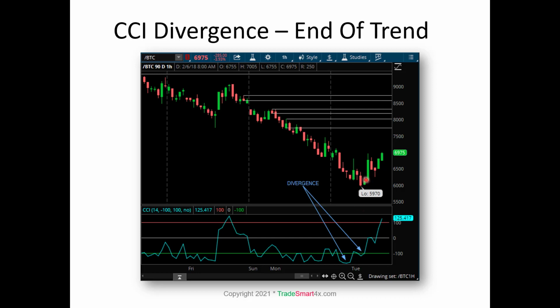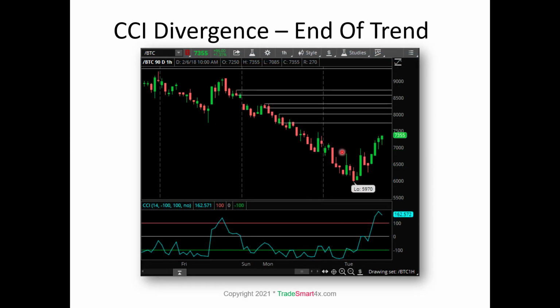And you can see the market actually changed trends here, put in a higher high, higher low, and started moving up. The trend changed on this move up. The CCI giving you a heads up that it's not going down. That's the end of the selling. We're going to have a reversal here, and you can see that's exactly what happened in this example. And you can see the market continued to move up.